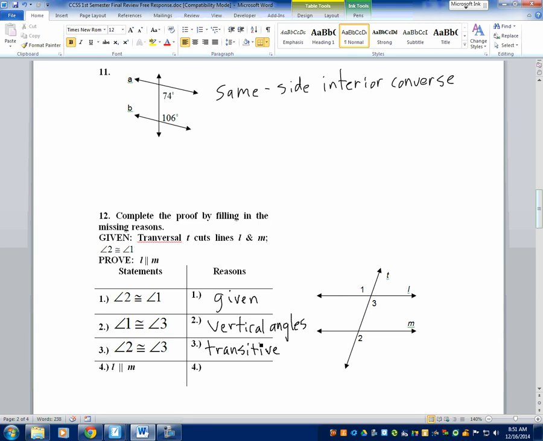Usually when we're talking about congruence of angles, we'll call it transitive. And substitution would be like when we replace something with something in an algebra expression or something like that. Either one I would take. I'd be thrilled with. So L is parallel to M.